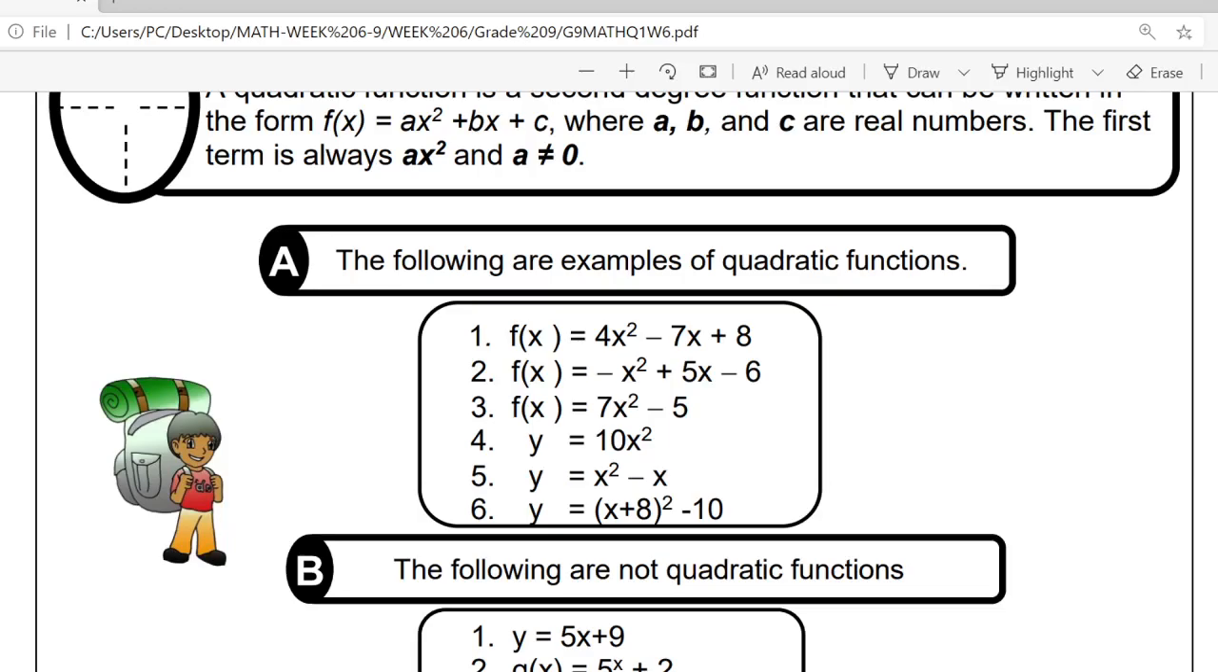So again, it should be a second degree, so the exponent must be 2. Here, may 2, but you still have 1 outside. Multiplying this 2, because that is multiplication, the exponent becomes 3. So therefore, the highest exponent is 3. That is not a second degree function.